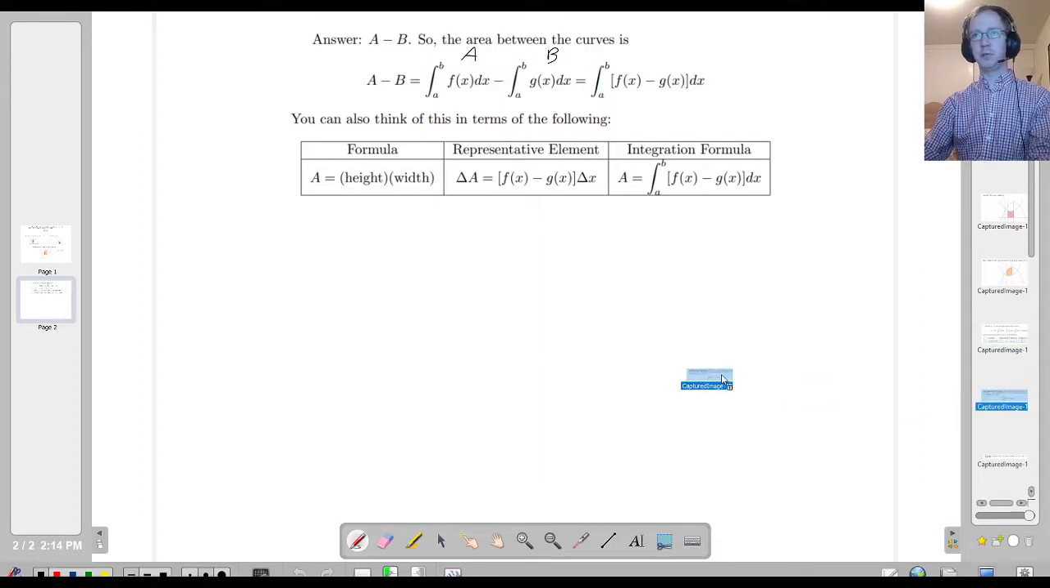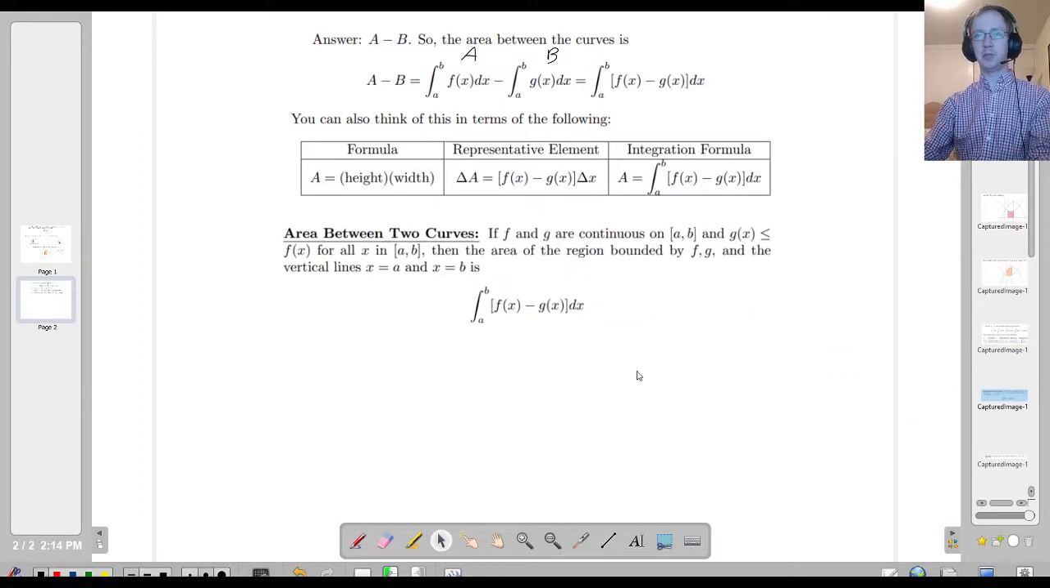So if you're looking for the one fact you need to take away from all of this, this is it. If we have two functions f and g, and importantly, we know which one is on top, so we're going to refer to f as the function that is higher than the other one, then the area bounded by the two functions and the boundaries, so x equals a and x equals b, can be found using this formula: the integral from a to b of f of x minus g of x dx.